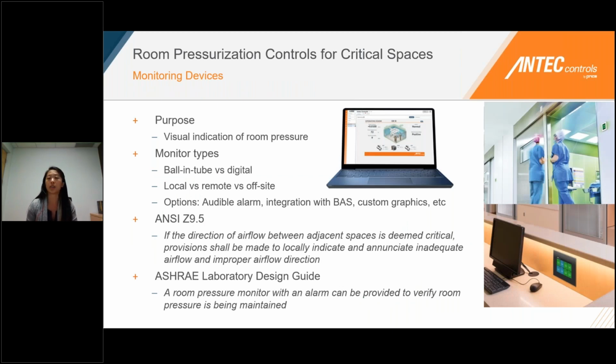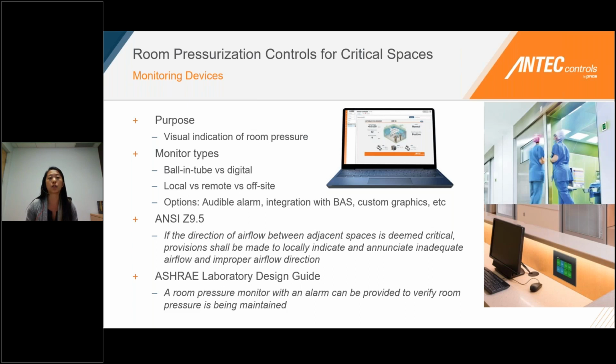There are so many different types of monitors. There's ball and tube versus digital. There's local versus remote, or even off-site. So local would be something at the door, like you can see at this top right picture here. Remote would be something at a nurse's station. Off-site would be, again, a cloud-based type of monitoring system. And there's also lots of different options for different monitors.